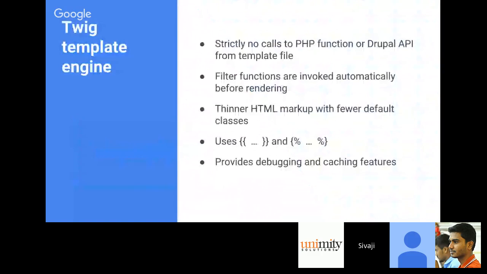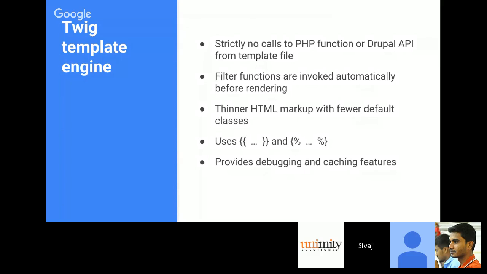So what is new when it comes to the theme layer? In the theme layer, the PHPTemplate engine was being used. Now it has been replaced by the Twig template engine. In Twig, there are no possibilities of making direct PHP or Drupal API calls. This has been avoided for performance and security reasons, and filter functions are automatically invoked. This is for favoring security.